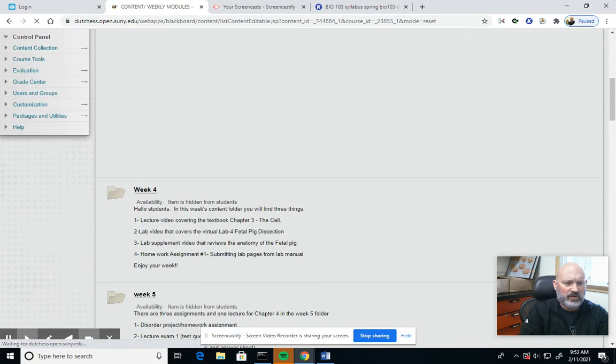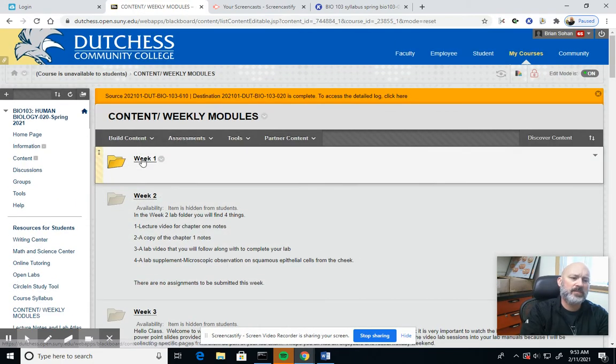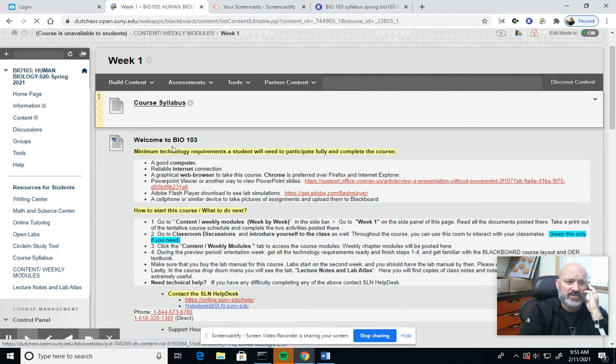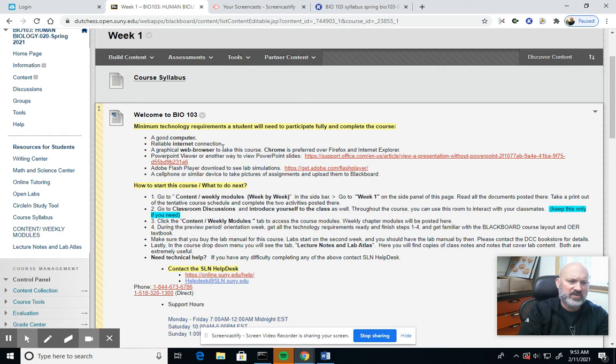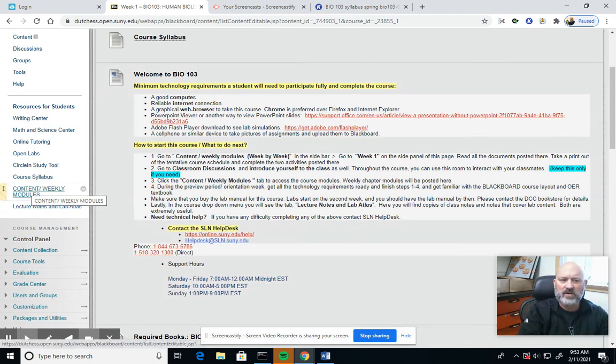And you can see we have all the different weeks here, but they're gray. The only week that will be made available to you in the beginning is week 1. So when we open that up, week 1 folder, here's another link to the syllabus. This is just a welcome message letting you know that you need a good computer, good internet connection. Chrome is the best browser to use. A cell phone that could take pictures is kind of important. All right, and just telling you how to approach the course. Definitely start here in the content, weekly modules. That's where we want to go first.